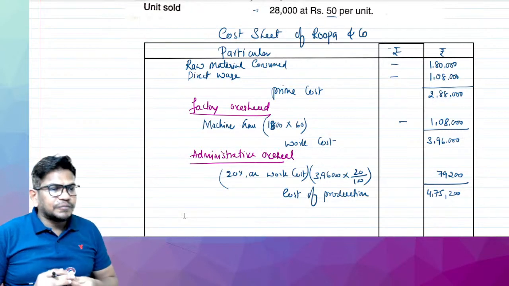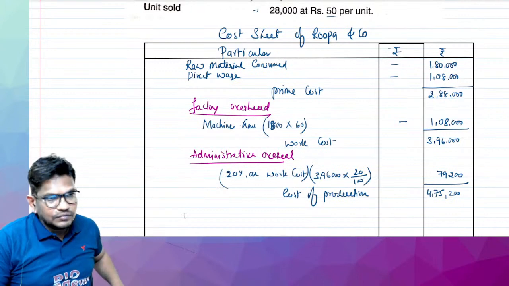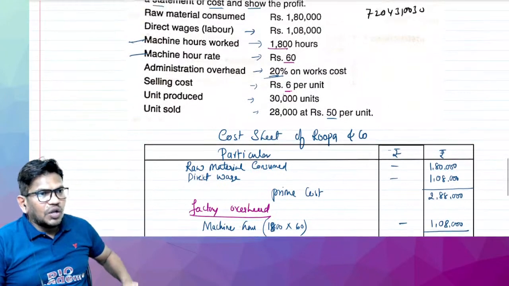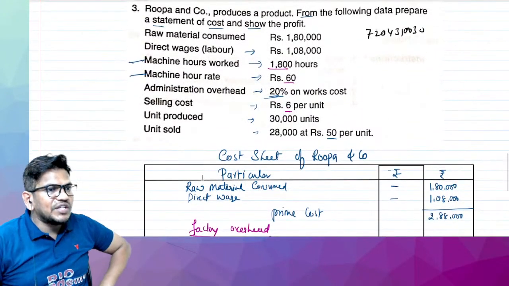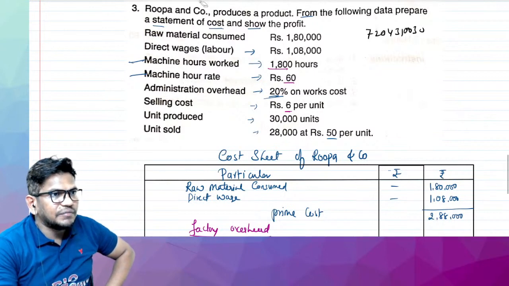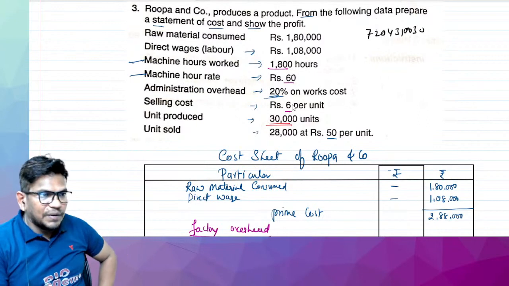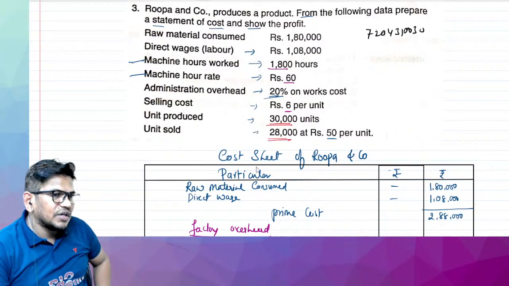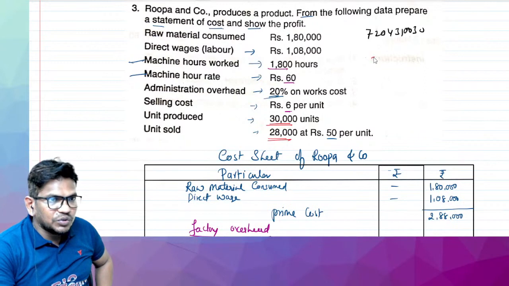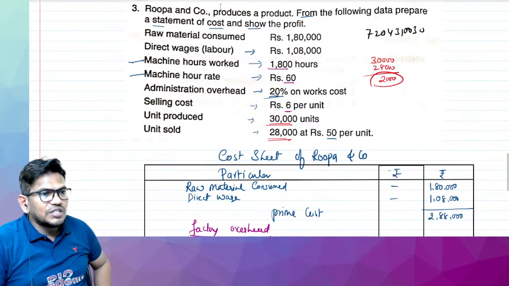बच्चों यहाँ तक समझ में आ गया? Okay, now see how many units they have produced. 30,000 units they have produced. Okay, fine. ठीक है जी. अब out of this, how many they have sold? 28,000. So बच्चों 30,000, 28,000 means closing stock is how much? 2,000. Closing stock is 2,000.